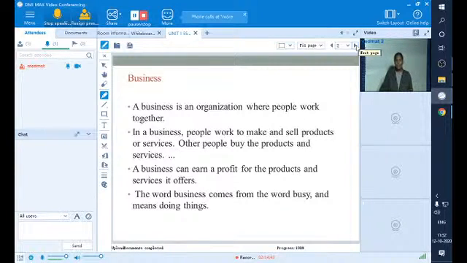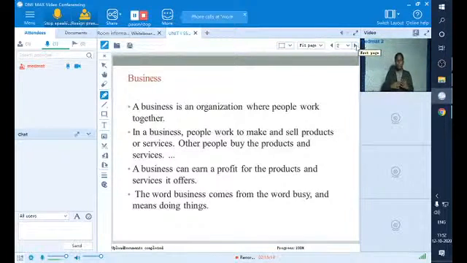So first, a business is an organization where people work together. Okay, so many people work together to form a business. Second, in a business, people work to make and sell products or services. For what purpose are they working together? They are working together to make the product and to sell the product or service to the customer.